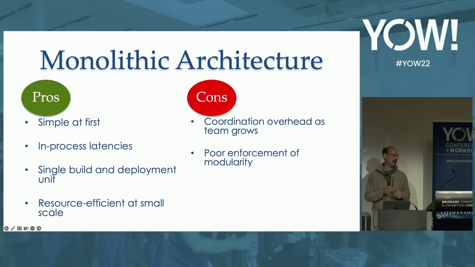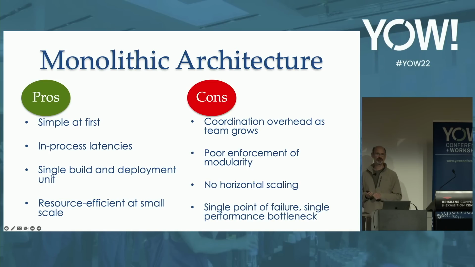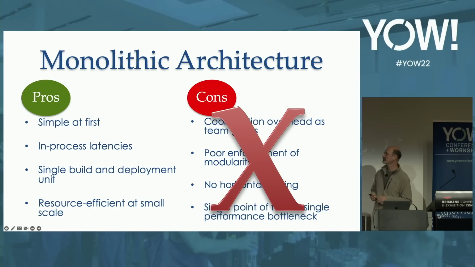To the extent that there's modularity within the monolith, it's because we've had discipline around it as opposed to being essentially forced through barriers to be modular. There's very little opportunity for us to do horizontal scaling at this point. And then, by definition, the monolith is a sort of single point of failure and a single performance bottleneck. So what you'll notice is that these cons are all things that happen at scale. And again, we're in that starting phase, so we don't really have any of these problems yet. So it's a pretty good bet for us to stick with a monolith in the early days.